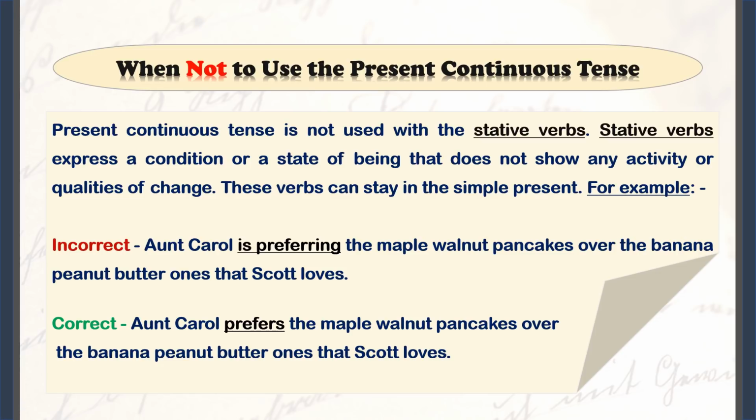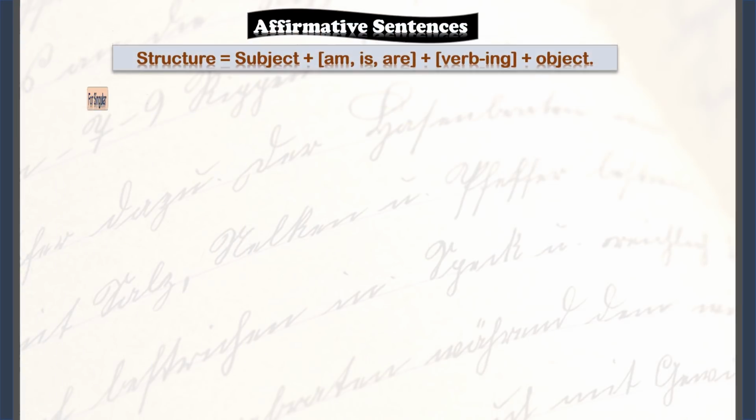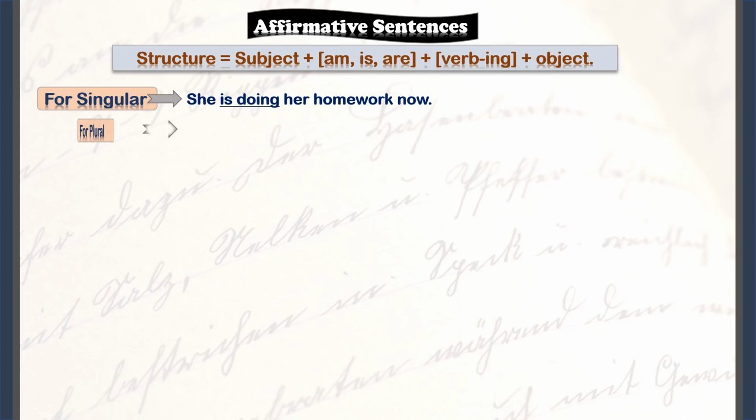Now let us look at the types of sentences. The first type is affirmative sentences, and the structure is subject plus am, is, are plus verb with ing to show the continuity of the action plus object. Example for singular, she is doing her homework now. Example for plural, they are doing their homework now.